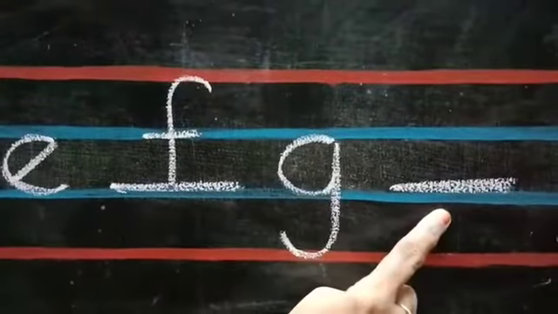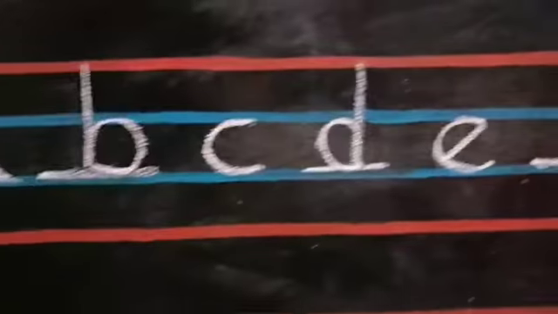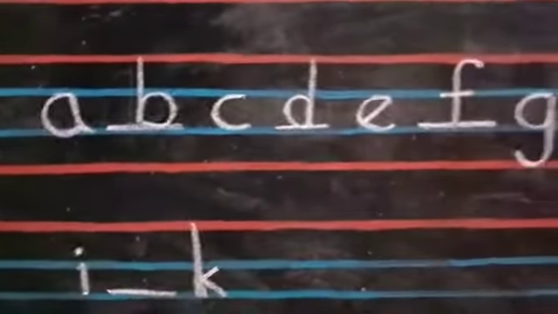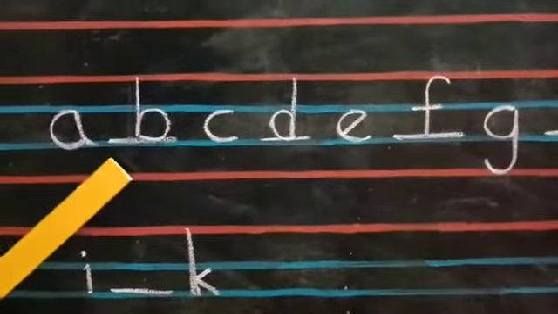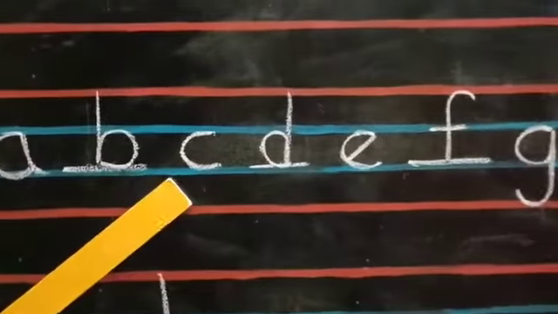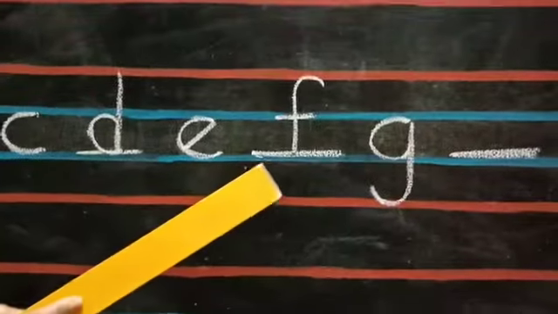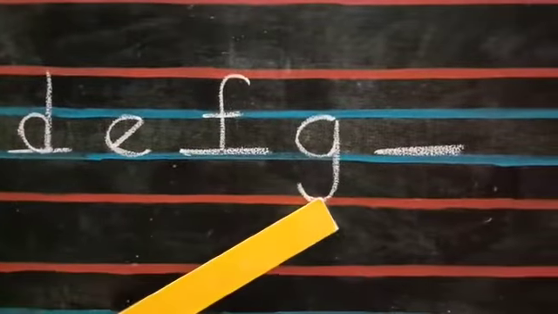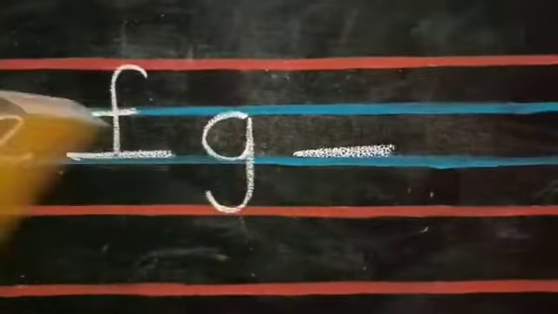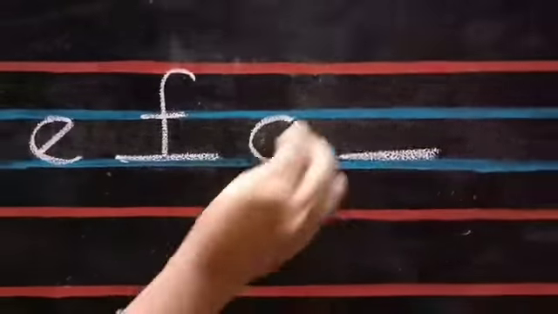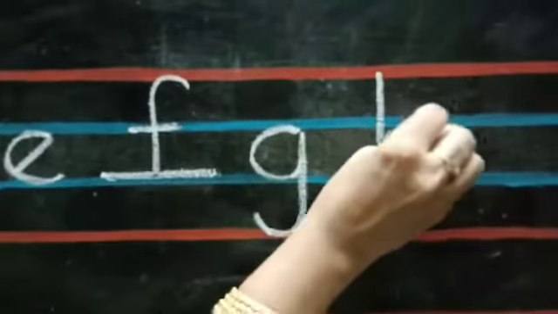What letter should come here, children? We don't know. Start from the beginning. Read from the beginning, children. A, B, C, D, E, F, G, H. H is missing. So we have to write small letter H.